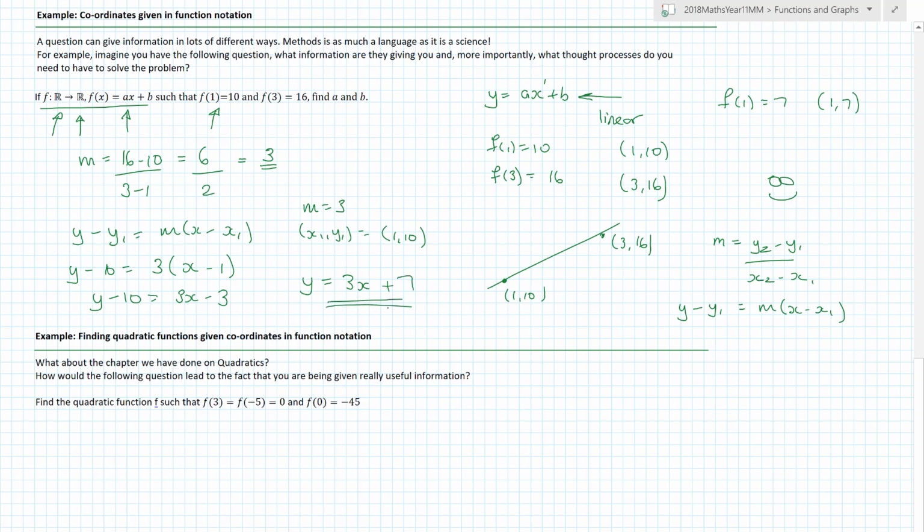Is that the answer they're looking for? No, it says find the values of a and b. I've sort of run out of room, so I'm just going to write it all over the place. So I would have to formally state that a equals 3 and b equals 7.